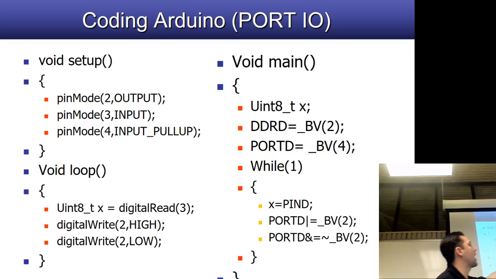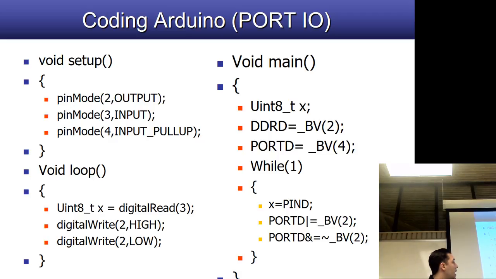So here's code on the right. This is how we're going to program all semester. Change which bits are inputs and outputs, while loops, checking pin D, port D. With Arduino, it's a little bit different. In some ways, it's easier. I just say, okay, I want the pin mode of pin 2 to be an output. I want the mode of pin 4 to be an input with a pull-up.